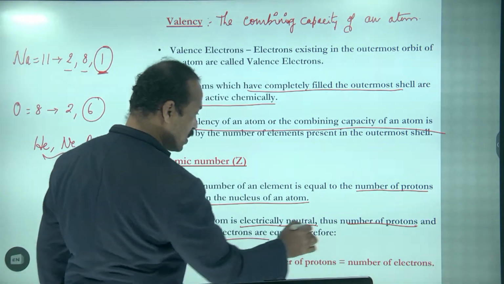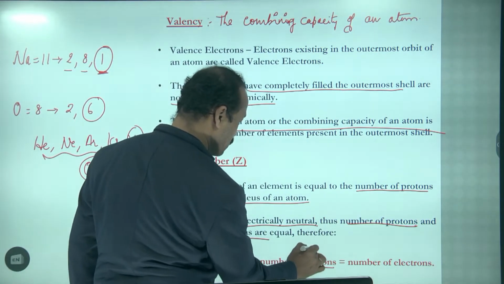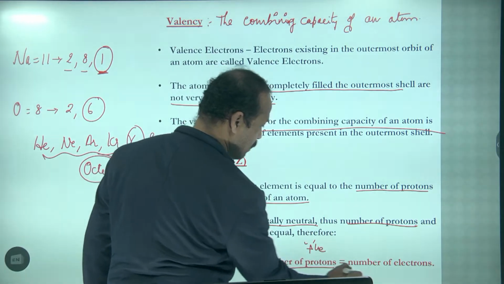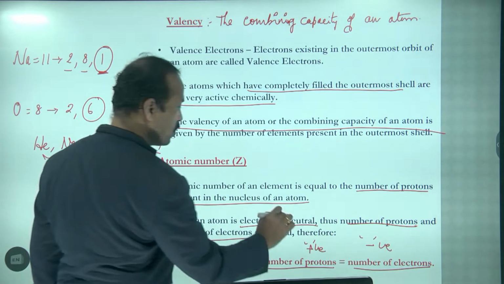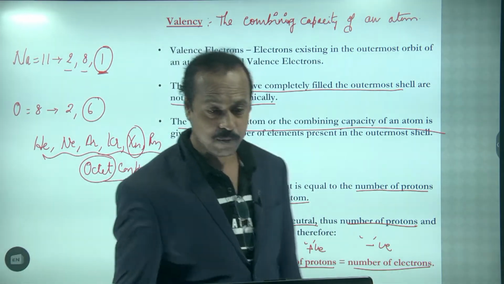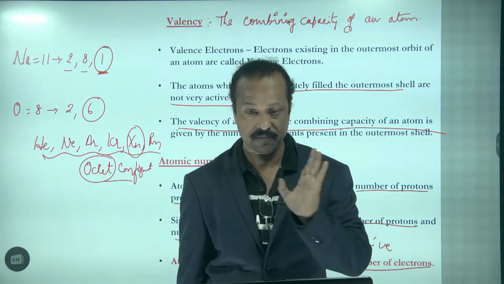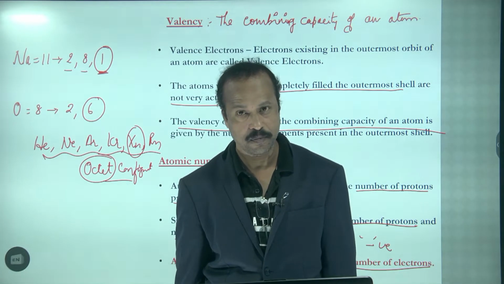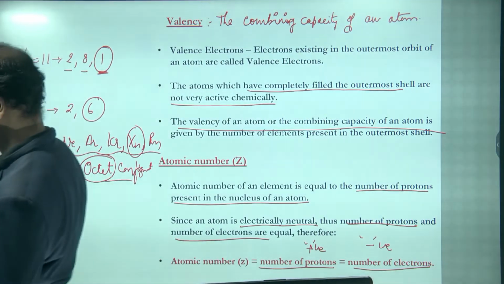So the meaning is what? The atomic number is equal to the number of protons, which are positively charged particles. The number of electrons are negatively charged particles. The amount of positive charge is equal to the amount of negative charge, hence the atom is neutral. Clear? Yes, sir. Good. So take a screenshot of this one.